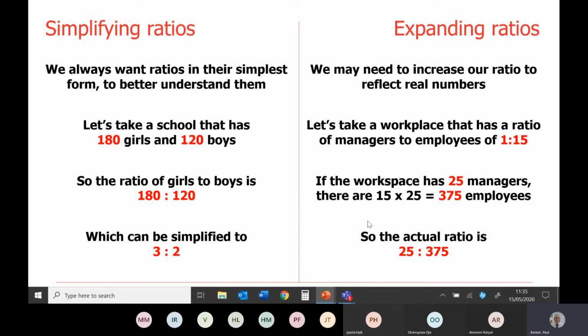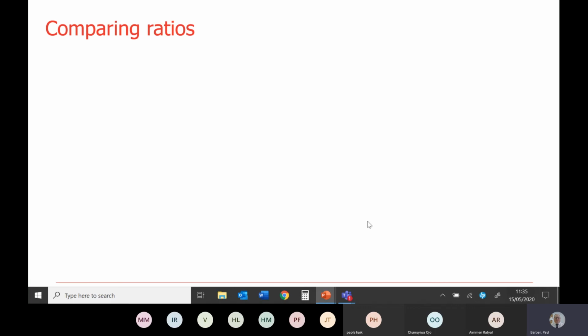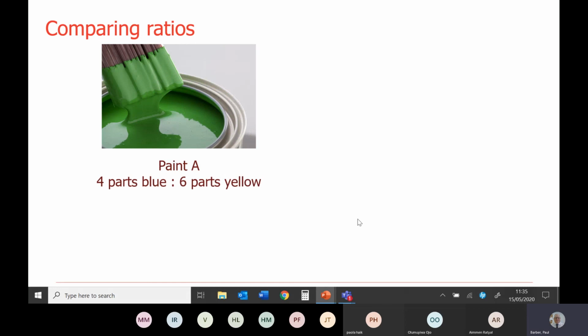The final aspect of ratio that we're going to look at today is comparing ratios. And again, I'll give another scenario and work through it. Let's say you want to buy some green paint, and you may have seen in the hardware shops, they do this mixing thing, where you can mix different colours to get a great shade. Let's say in this one shop, they have a paint called Paint A, and that is made of 4 parts blue paint, 6 parts yellow to make the green that you want.